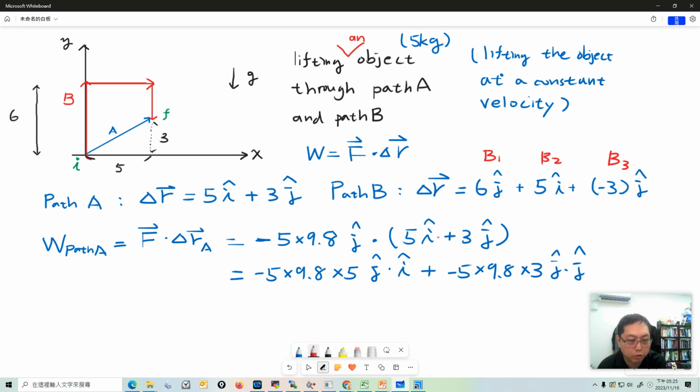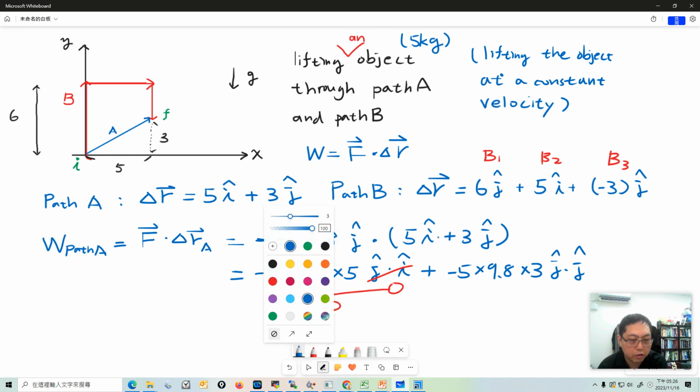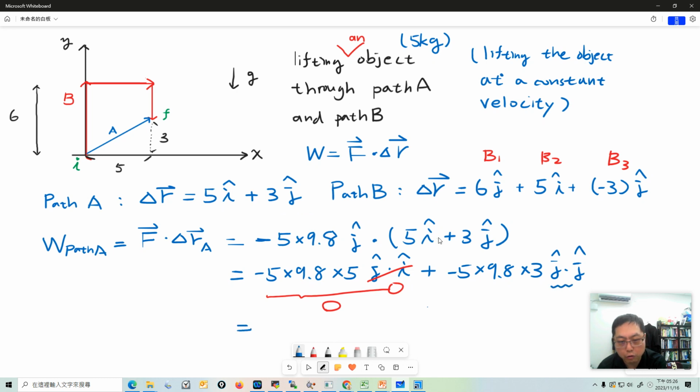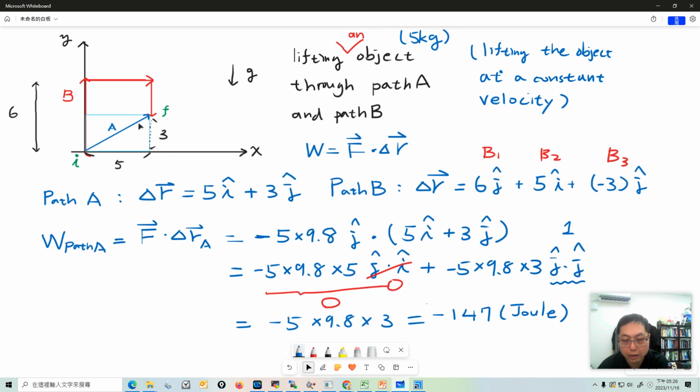j and i are perpendicular to each other, so this is 0, and the whole term will become 0. Finally, you have this answer. And j dot a unit vector j is equal to 1. So your answer is minus 5 times 9.8 times 3, which is minus 147. The unit is joule, in the MKS system. That's the work done by the gravitational force through path A.